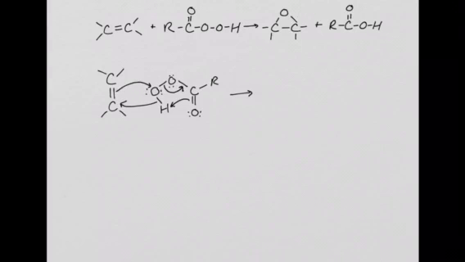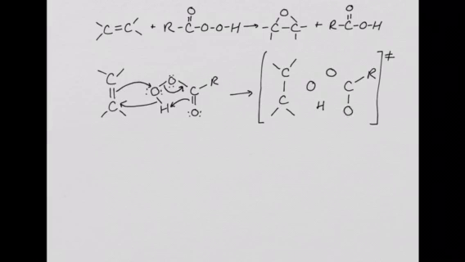Now let's look at the transition state that shows all of these bonds that are being broken and made at the same time. The carbon-carbon double bond is breaking. The carbon-oxygen bond is forming to make the epoxide. The oxygen-oxygen peroxy bond is breaking. The pi bond between the oxygen and the carbon is forming. The pi bond between the carbon and the other oxygen is breaking. The bond between oxygen and hydrogen is forming. And the bond between the hydrogen and the oxygen of the epoxide is breaking.